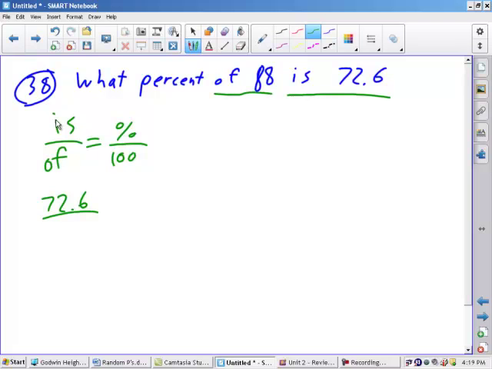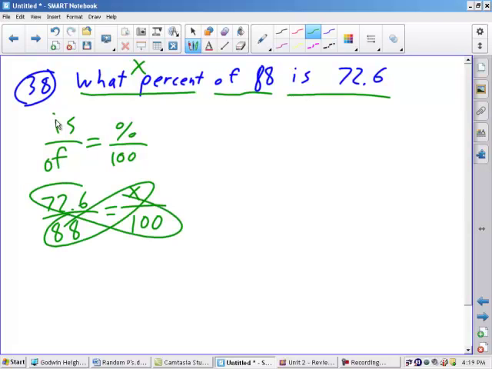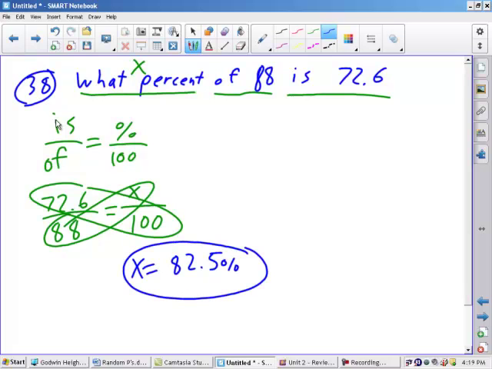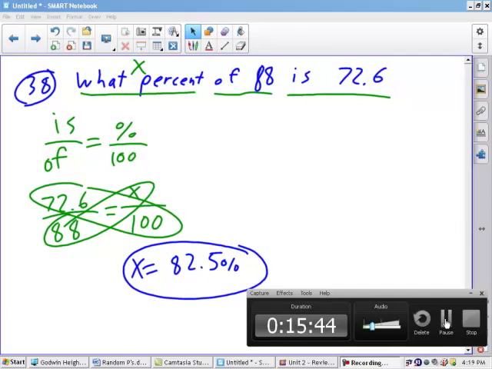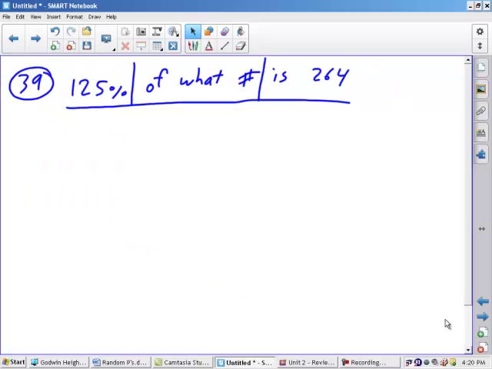I know the of part is 88. And I know the 100 always stays there. And I don't see a percent symbol anywhere in the word problem. So what percent will actually stand for x? And then I simply need to cross multiply to figure out what this ends up being. And for number 38, it actually ends up being x is equal to 82.5, and that actually ended up being a percent. Because again, cross multiply.